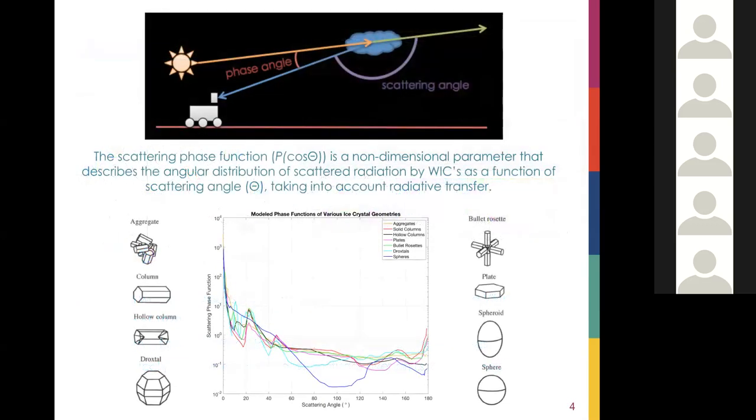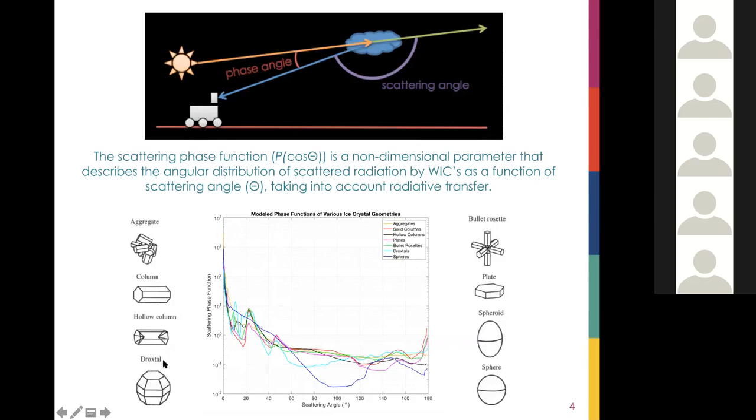So what we're interested in looking at in this work is the phase function. And it is a dimensionless parameter, so it has no units, and it describes the angular distribution of scattered radiation from a scatterer, and it's dependent upon the scattering angle. And so in the case of clouds, the scatterers are not a sort of uniform cloud, but rather each individual ice crystal that makes up the cloud. And the scattering angle is simply equal to pi minus the phase angle, where the phase angle is the angle between the light source, the scatterer, and the observer.